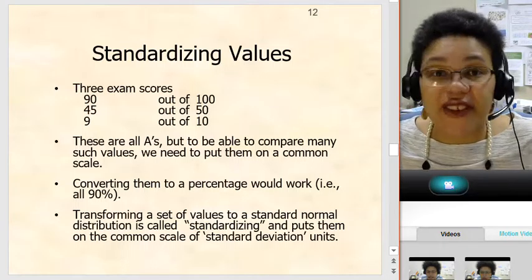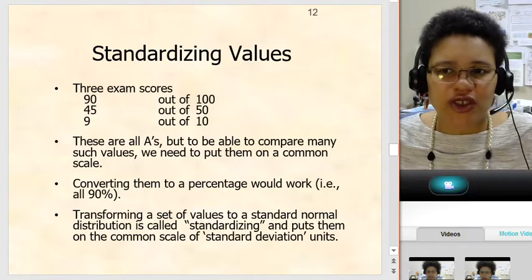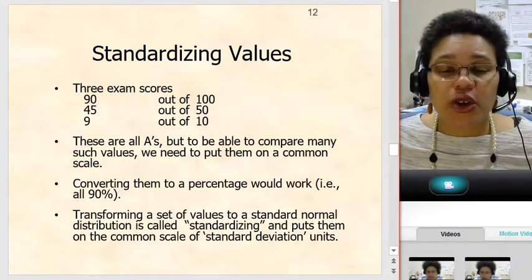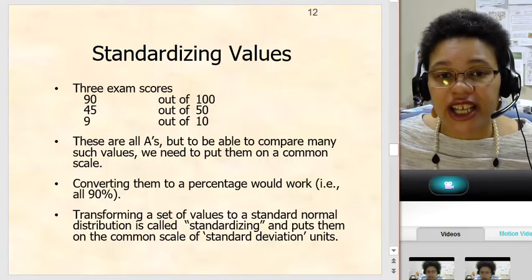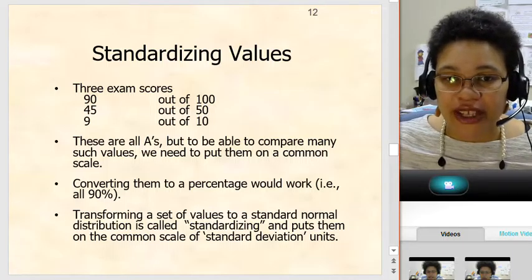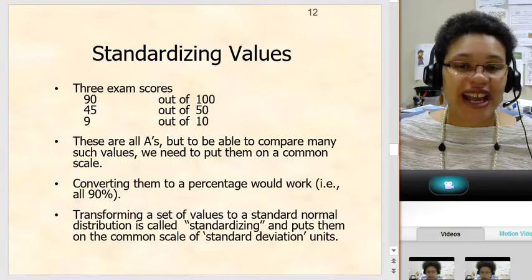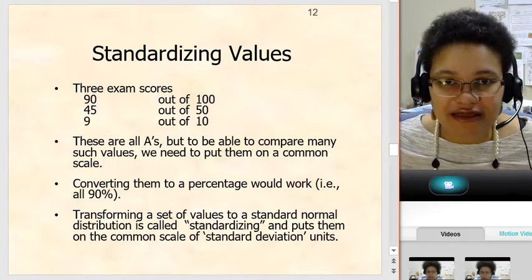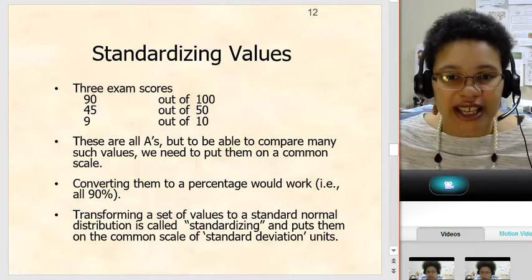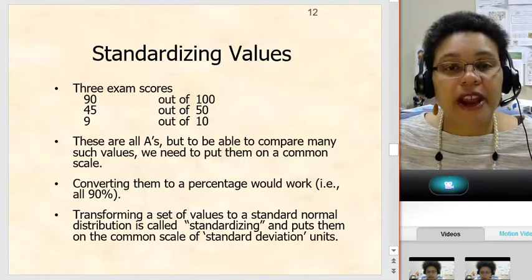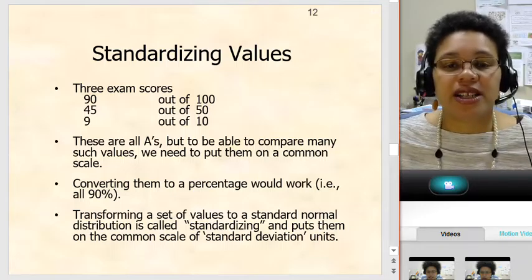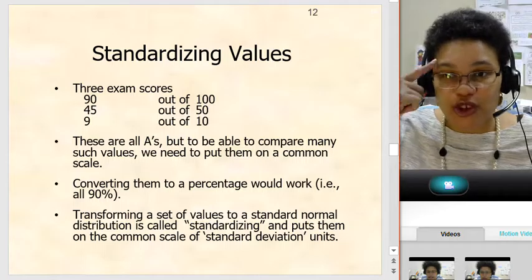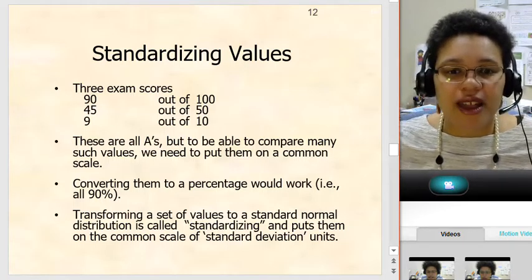So we standardize values all the time. We do this automatically. We do this in our head. So if I told you, one student scored 90 out of 100, another student scored 45 out of 50, another student scored 9 out of 10, we basically know these are all A's, right? They're all 90%. To be able to compare many such values, though, we need to put them on a common scale. So converting them to a percentage works, and that's what we normally do in our heads, right?